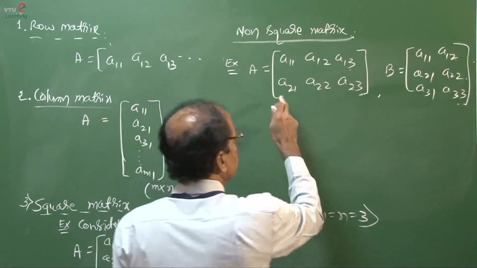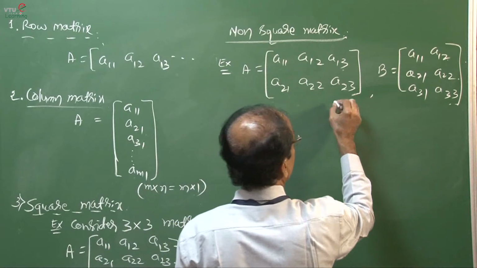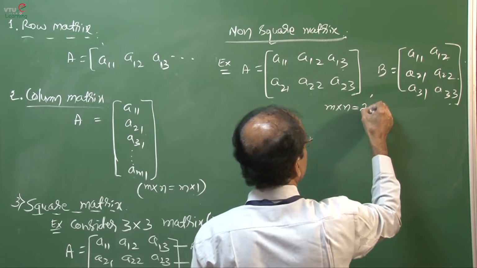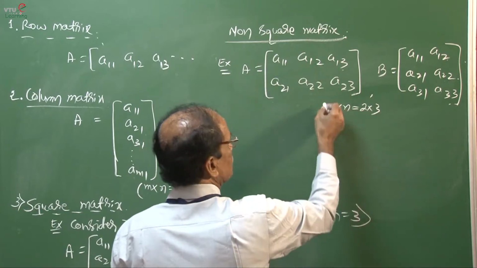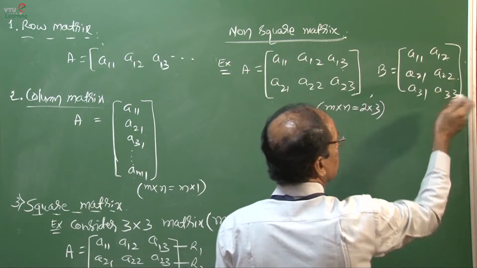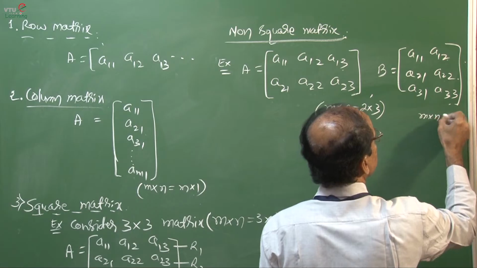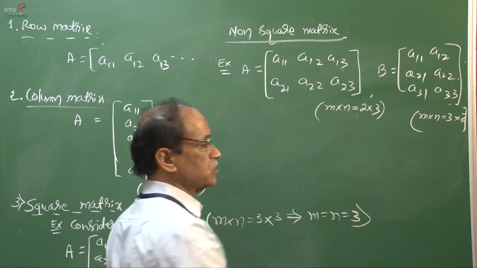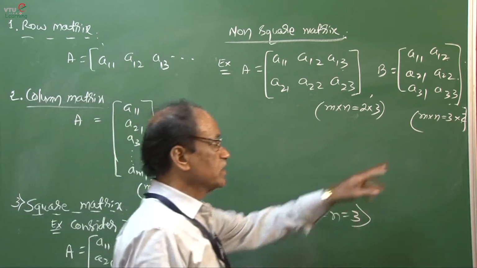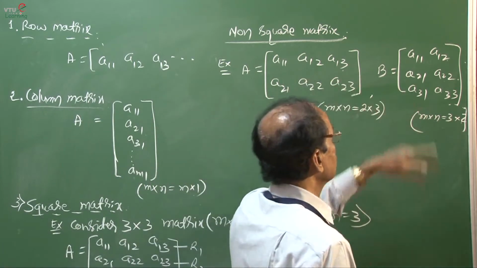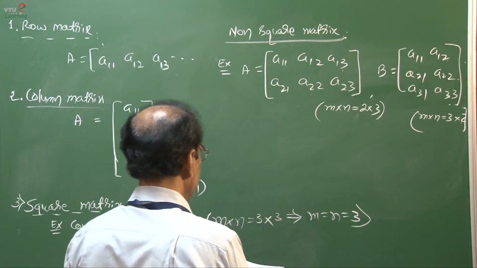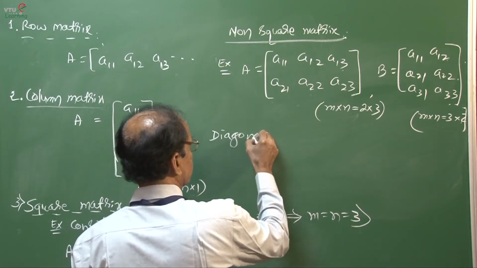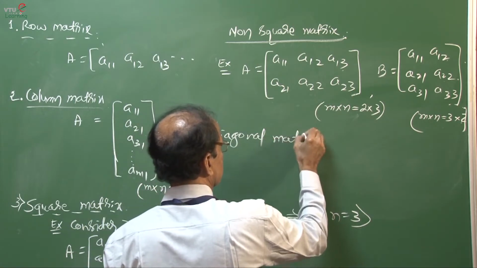How do you represent this non-square matrix type? First, it is represented as m rows and n columns. That is, m cross n is equal to 2 cross 3, with 2 rows and 3 columns, and here with 3 rows, m cross n is equal to 3 cross 2. Both are non-square matrices. And next is the diagonal matrix.